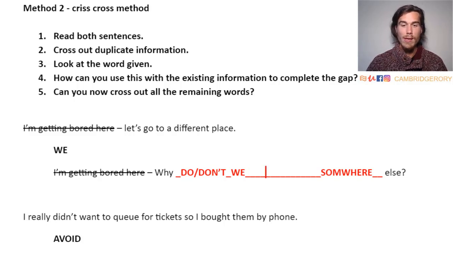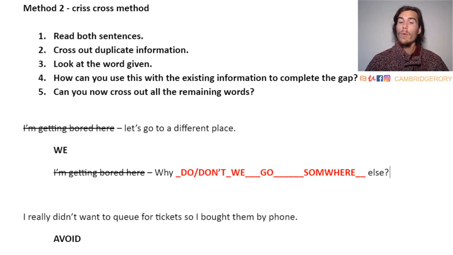Then, we now have the auxiliary verb and the subject, and in a question we need to have a proper verb after it, or a main verb after it, which in this circumstance would be the verb go. So, why do we go somewhere else, or why don't we go somewhere else? Normally, when we are suggesting something to do, in English we say, why don't we? Why don't we go somewhere else? And that is the correct answer.